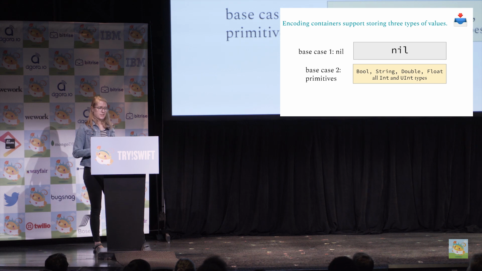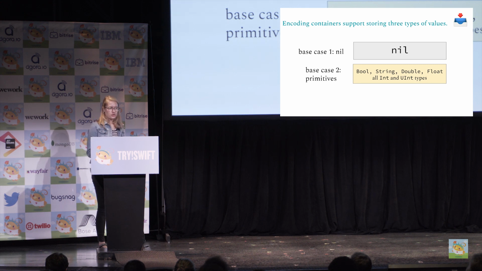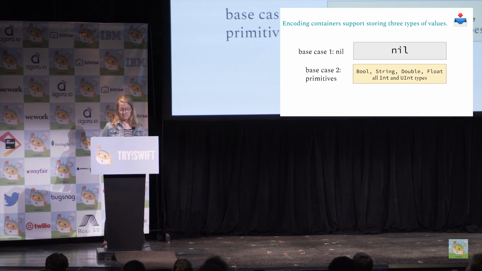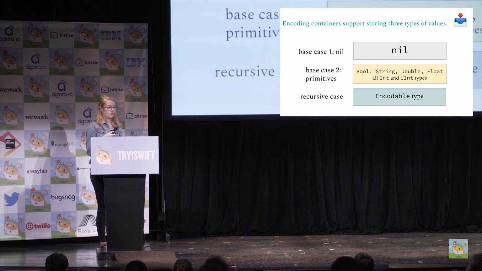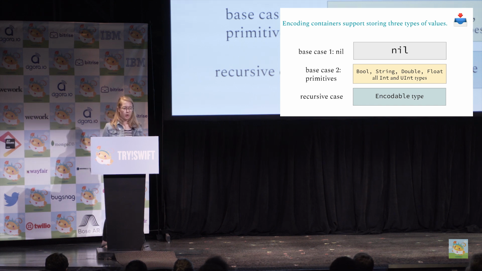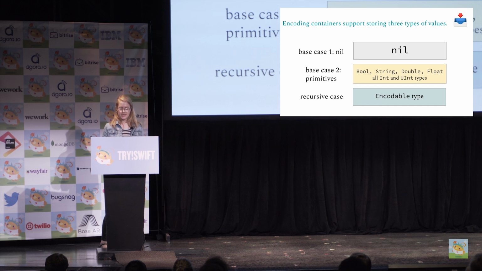The second base case is a primitive value. So that's like a Swift type that you can't further break down into other types, like a Boolean or a string or anything like that. And the third case is the recursive case, which is when you actually want to put some encodable type in that's composed of other encodable types. And we'll talk a little bit more about how you use that third case in a little bit.